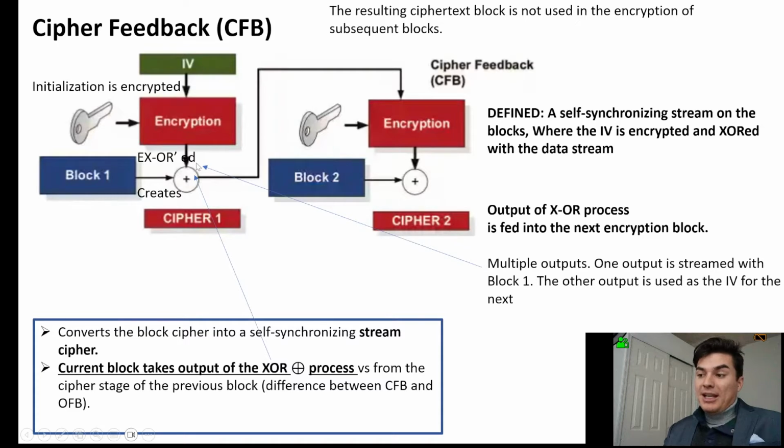The other output, they're going to take a portion of that XOR process, and that's fed into the next block here, used as the initialization vector, which then gets encrypted and then streamed with block 2, and that process goes on forever. So what you really need to know about cipher feedback is that it's a self-synchronizing stream cipher, and it takes the current block output of the XOR process and uses that as the initialization vector. The definition would be a self-synchronizing stream on the blocks where the initialization vector is encrypted and XORed with the data stream.